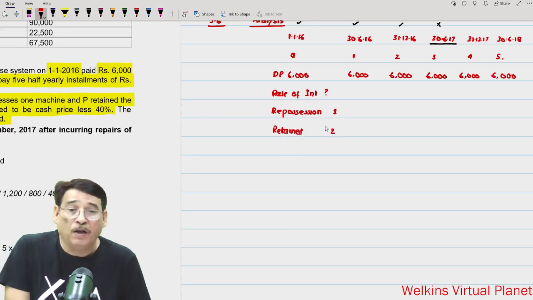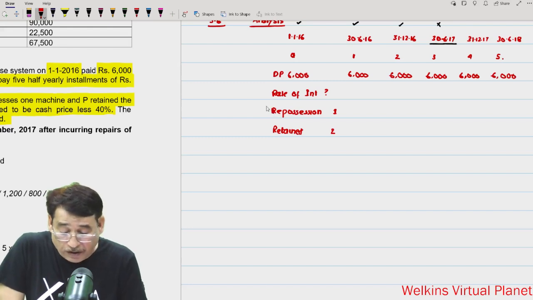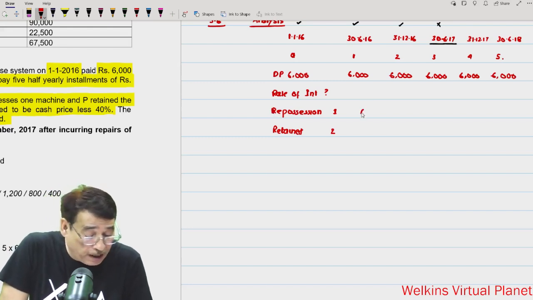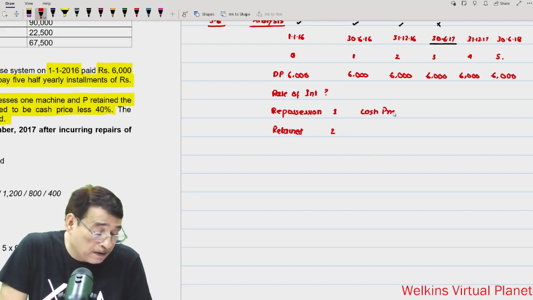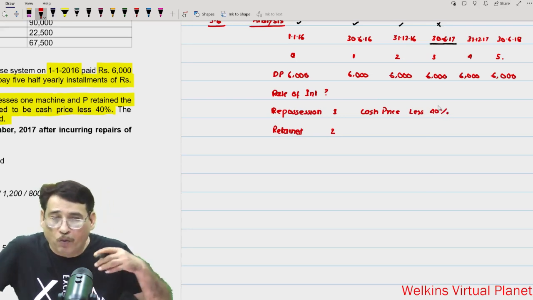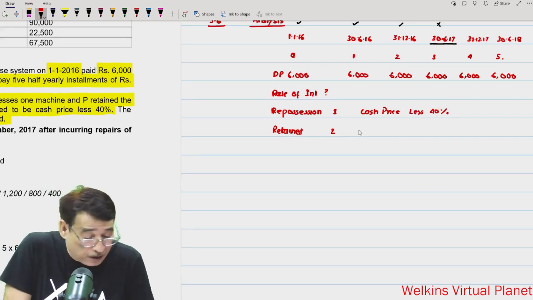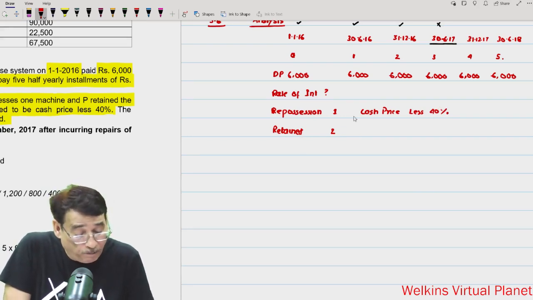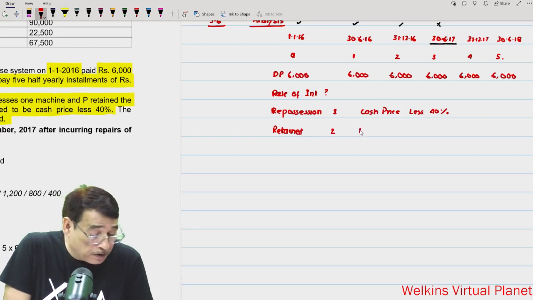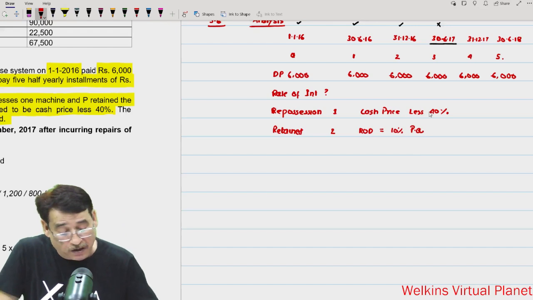Retained two. The item which is repossessed was valued, as given in this question, at cash price less 40%, while the rate of depreciation of buyer is 10%. Rate of depreciation of buyer in this particular question is 10% per annum. So this is all about as far as this particular question is concerned.